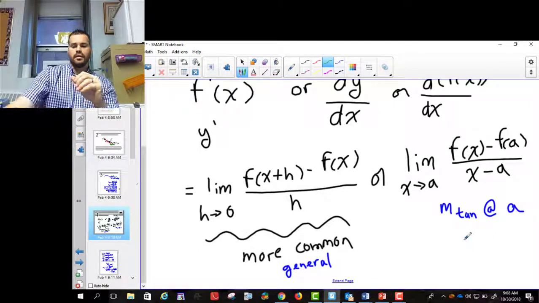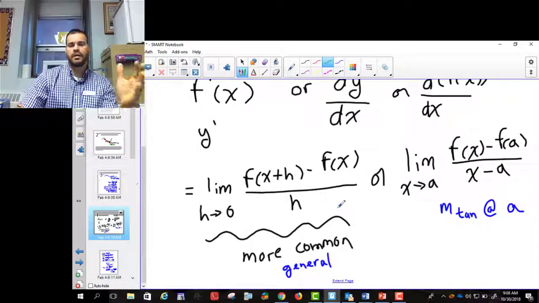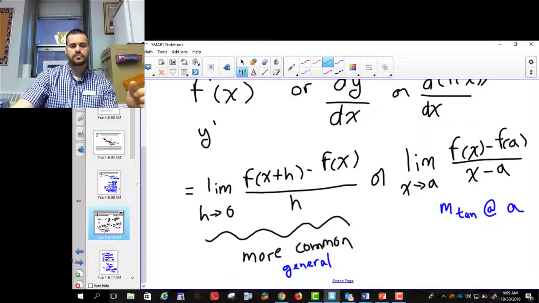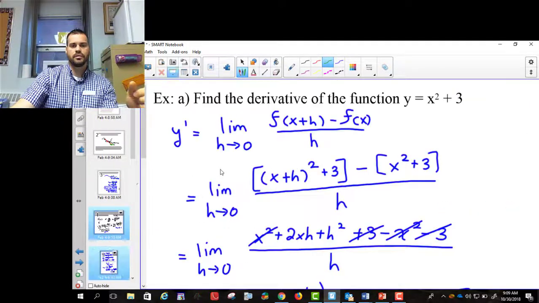This is the more general one, and it basically tells you the derivative function. So this gives you the value of the derivative at a particular point. This gives you the general expression for the derivative. So we'll show you both, but let's do an example, first of all, of just finding the derivative.